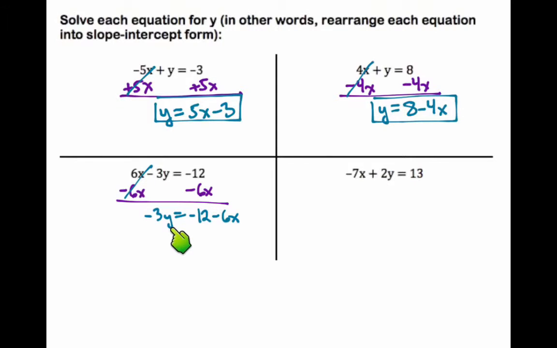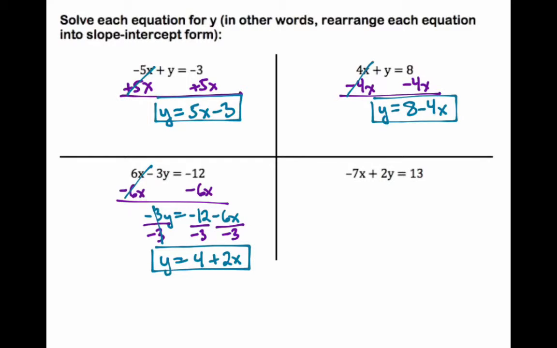But we don't have y by itself yet, do we? We need to divide by that negative 3. Each term, that's going to leave us with just y on the left. Negative 12 divided by negative 3 is 4. Negative 6x divided by negative 3 is a positive 2x.